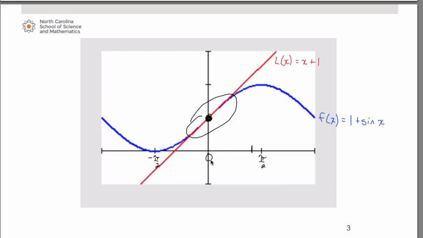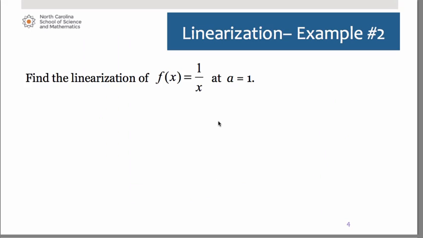So the closer you are located to 0, think the delta neighborhoods back from when we talked about the formal definition of a limit, the closer you are to 0, the better defined the original curve is by the tangent line equation. Let's look at another type of function, 1 over x at the a value of 1.